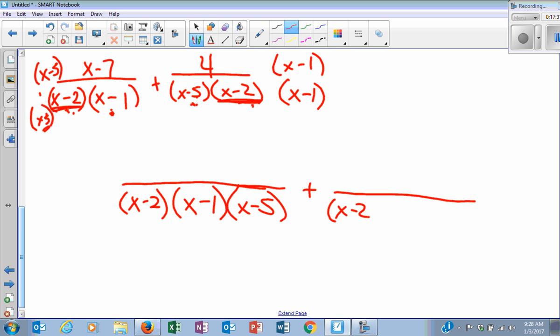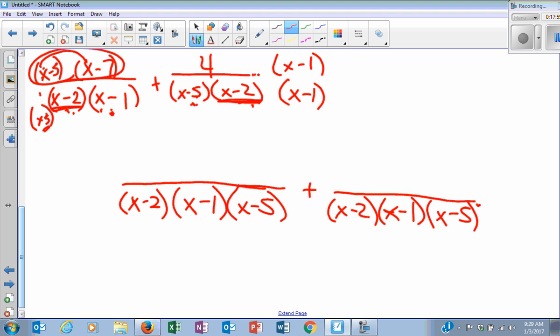x minus 2, x minus 1, x plus, minus 5. So this guy right here is right here. This guy is right here. And I'm going to distribute this top, because I've got to multiply this times this. This used to be a whole problem in math. Now it's becoming something we need to be able to almost do in our head, because I've got to be able to put it down here.